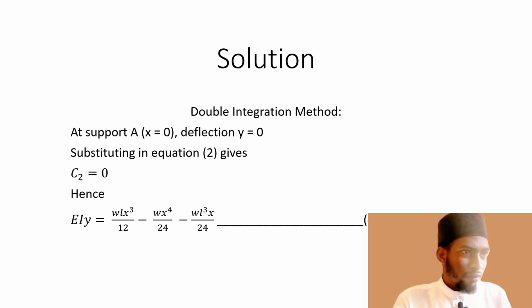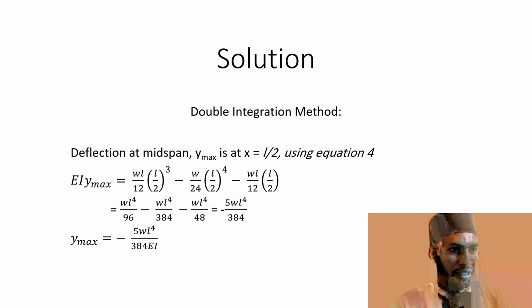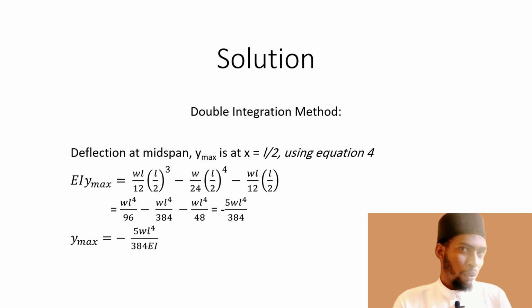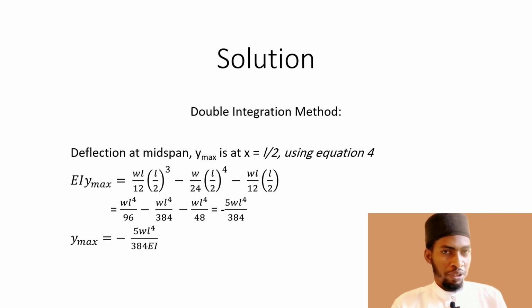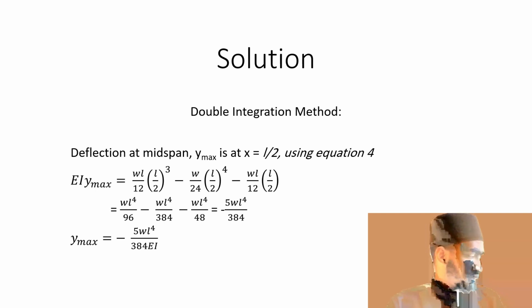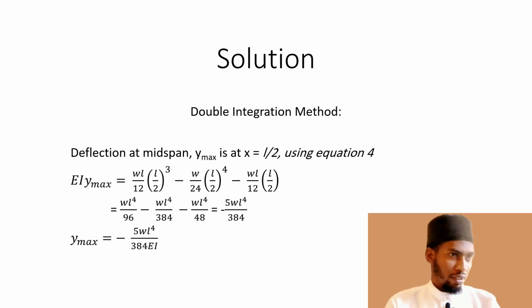Okay, so the next thing is to find the deflection at the midspan. We can also find the maximum slope if we like, but let's just find the maximum deflection at the midspan. I'm supposed to include this in the question, maybe I forgot to add it. That's the y max, which is at x equal to L over 2.